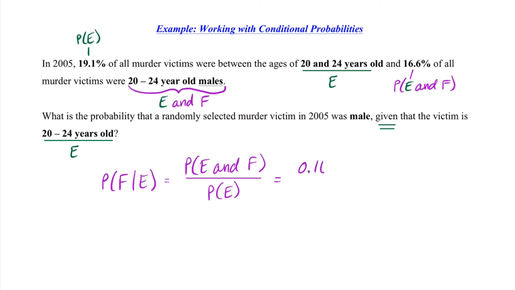That means to find our probability, we can take our 16.6%, which we write as 0.166, divide that by the probability of event E, our 0.191, given to us as the 19.1%, and we end up with a probability of approximately 0.8691. Which means we're all set with finding our conditional probability here.